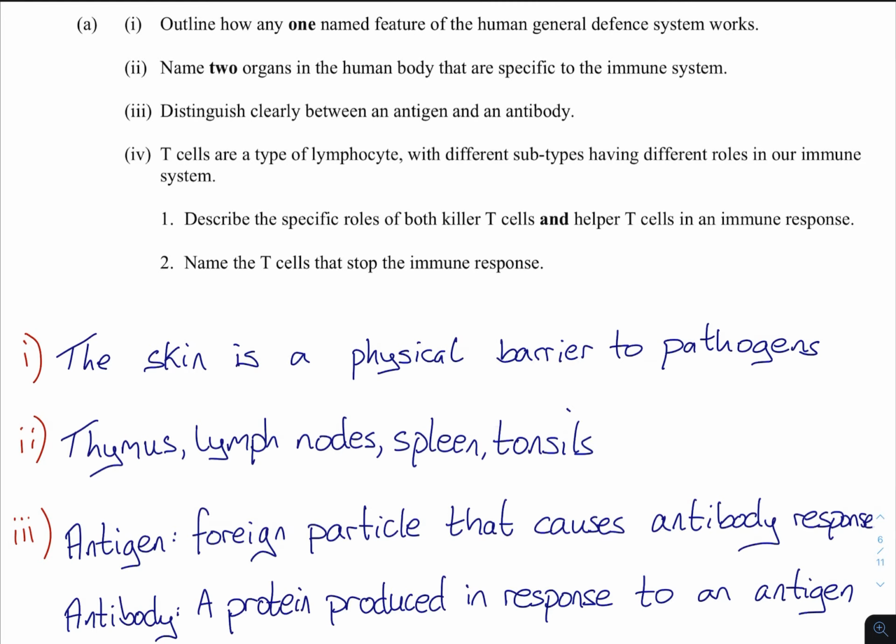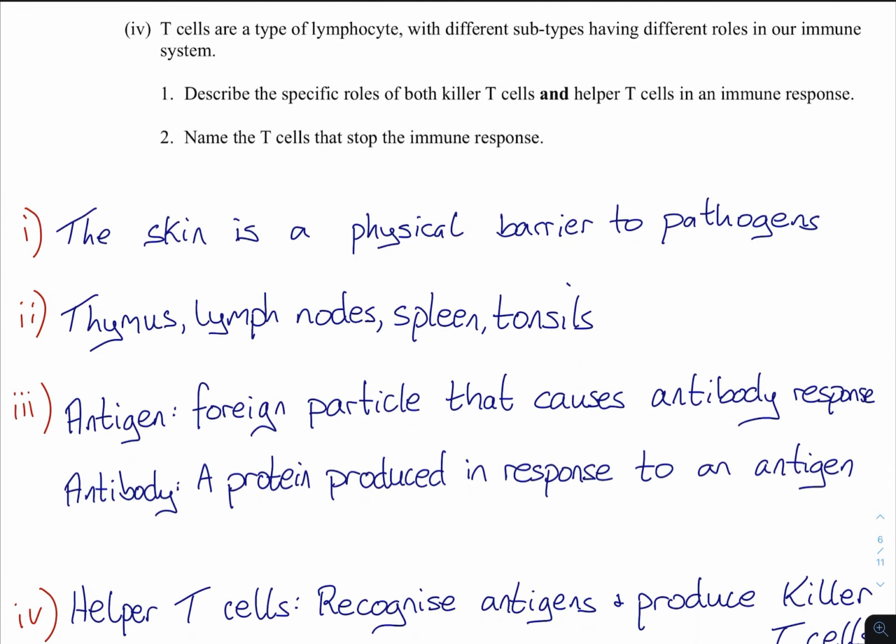Distinguish between an antigen and an antibody. You can see here that an antigen is a foreign particle that causes an antibody response. So if something enters the body that was not made there and obviously should not be there, we refer to that as an antigen. And an antibody, as we've said before, is a chemical, or a protein to be precise, that is produced in response to an antigen.